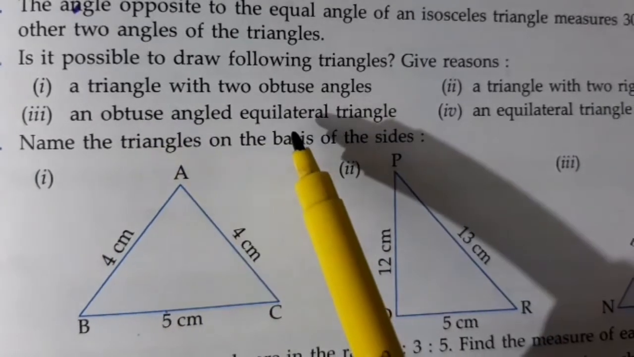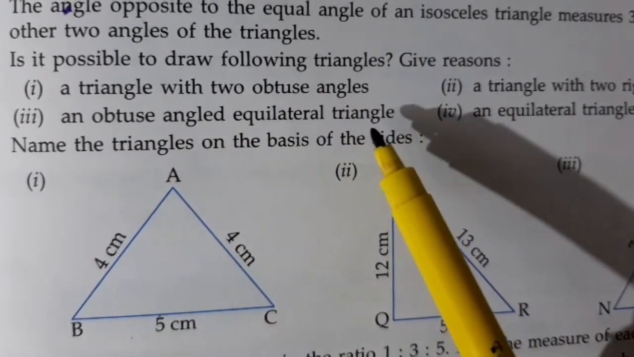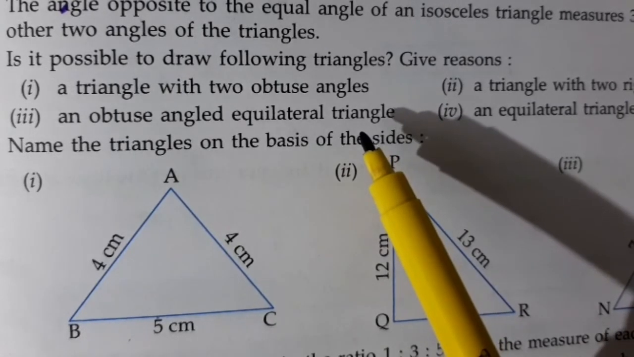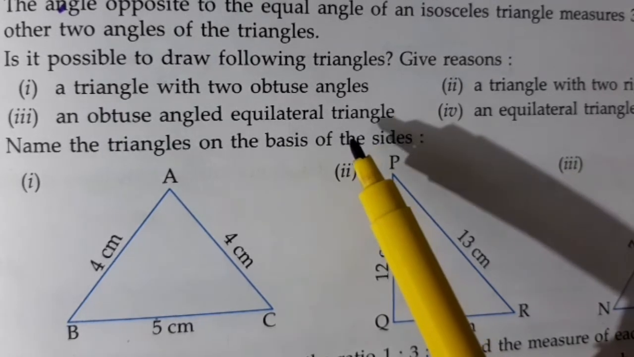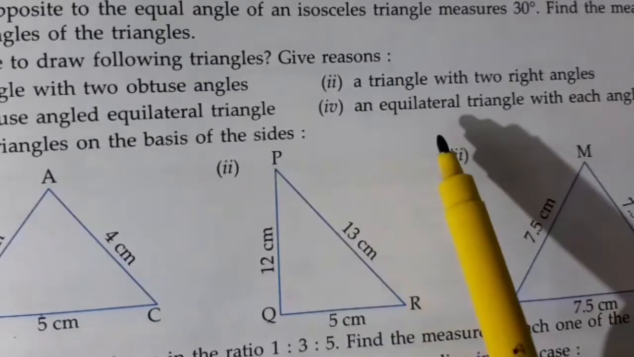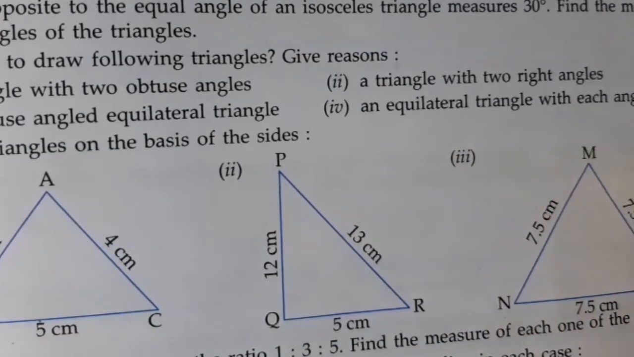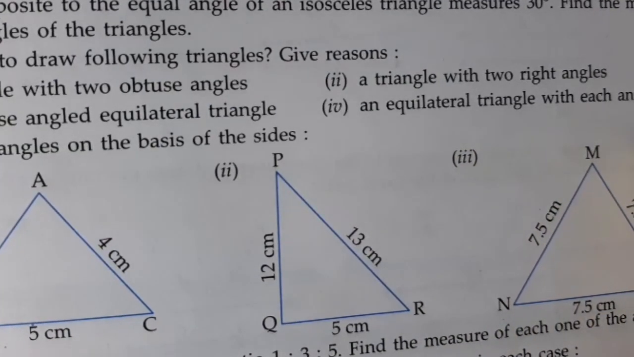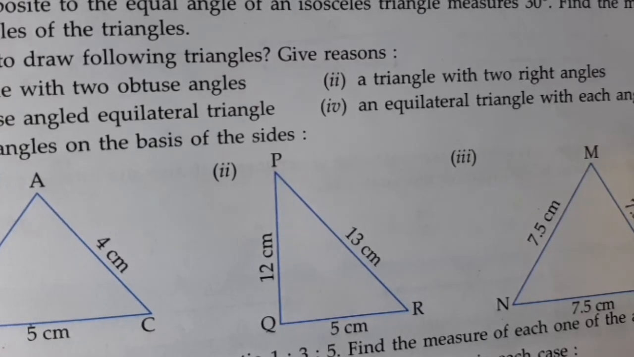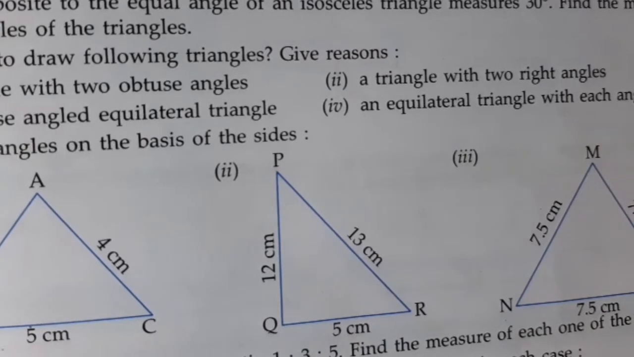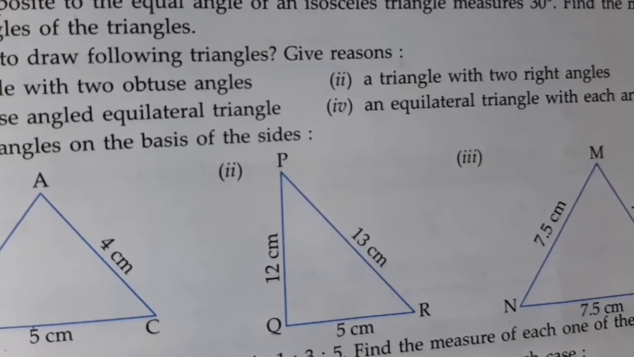An obtuse angled equilateral triangle. Again no, because all the angles of an equilateral triangle are the same and equal to 60 degrees, which is acute. So again not possible. Fourth, an equilateral triangle with each angle 70 degrees. Again no, an equilateral triangle has all the angles equal to 60 degrees. If it is equal to 70 degrees, then the sum will add up to more than 180. That is 70 plus 70 plus 70 is equal to 210, which is more than 180. So it is not possible.